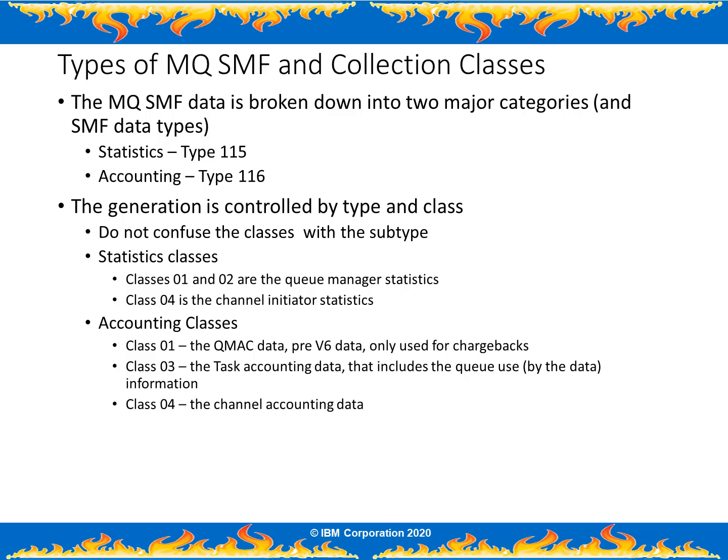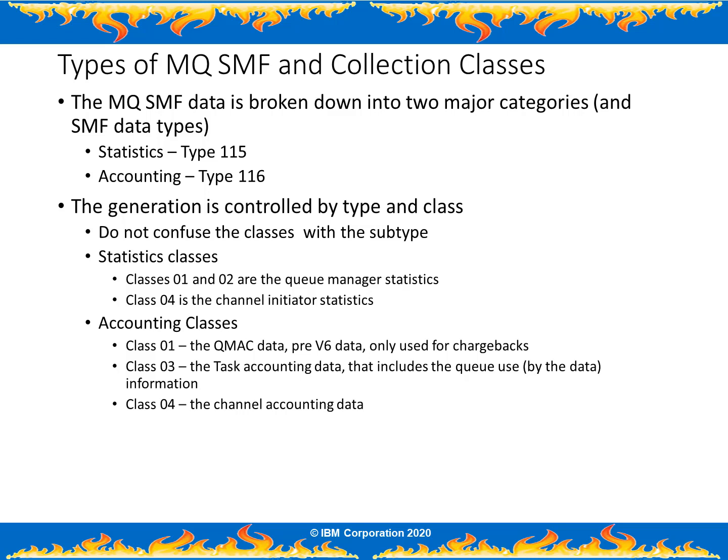The generation of this information from a Q manager is controlled by the type, statistics or accounting, and the class. Please don't confuse the classes with the record subtypes. These subtypes of our major records include everything from continuation records to some new records that are produced by different internal tasks within the Q manager. The statistics classes include classes 1 and 2, which cover the data that is produced by the Q manager's different internal tasks, often called managers, like the message manager and the data manager, and class 4, which controls the production of the channel initiator statistics.